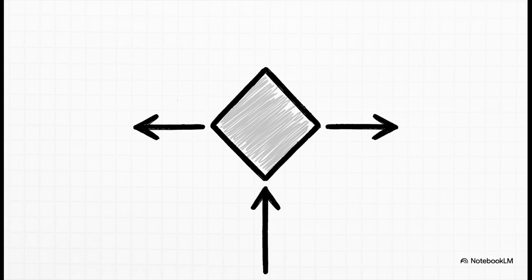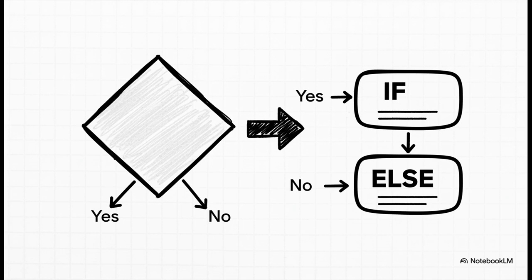Let's zoom in on that diamond symbol one more time. Remember, it represents a choice, a fork in the road based on a simple yes or no question. In pretty much any programming language out there, that visual diamond translates directly into a command. It's usually called an if-else statement. You're literally telling the computer, if this condition is true, do this one thing. Else, do this other thing. The blueprint literally dictates the structure of the code.